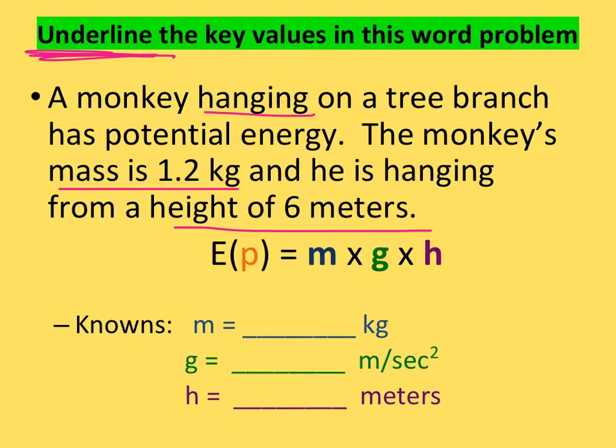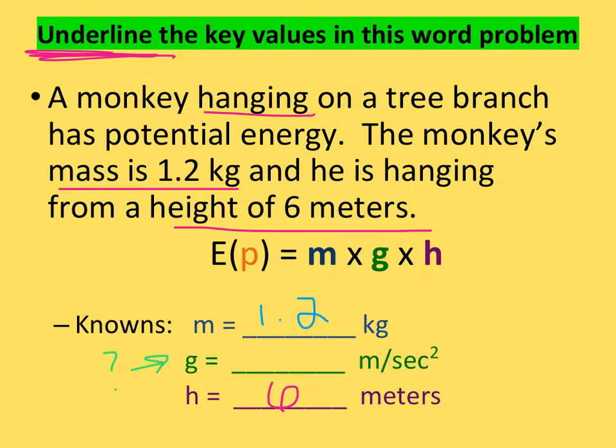So again, I use my information and I plug in what I have. Mass in this problem is 1.2 kilograms. I also have my height here, which is 6 meters. But that's it. I don't have a G value, so I have to figure out what that might be. And thinking back, that G, we said, is acceleration of gravity.